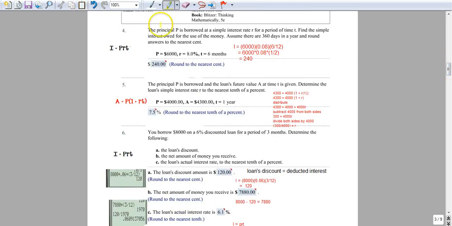Number 4, the principal P is borrowed at a simple interest rate for a period of time T. Find the simple interest owed. Assume there are 360 days in a year, and round the answers to the nearest cent. This is simple interest, so we're using the formula I equals PRT, interest equals principal times rate times time.